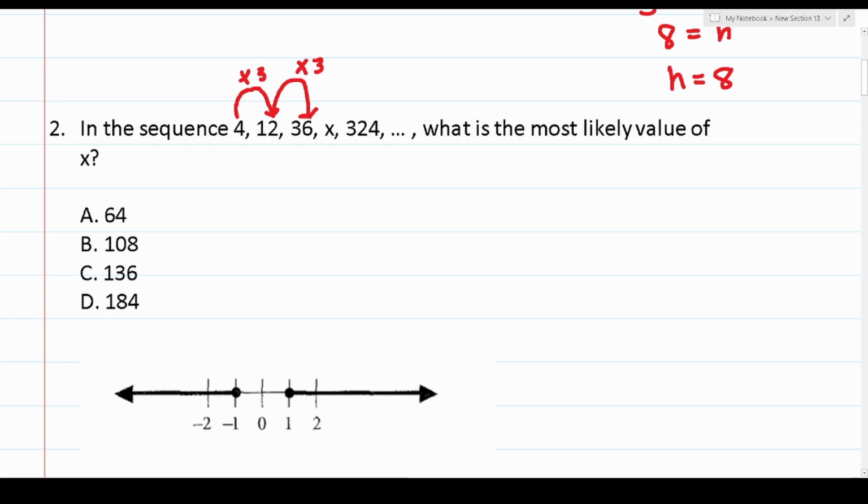So in order to go from 36 to x, we're going to multiply by 3. And in case you can't do that in your head, we're going to do 36 times 3. 6 times 3 is 18, so we're going to bring down an 8 and carry a 1. 3 times 3 is 9, plus 1 is 10. So in all likelihood, the value of x is going to be 108. All right, so that's that one.